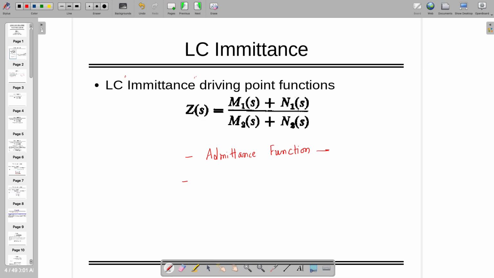1 by Z. Okay. 1 by Z of S. Or what is Z of S, by the way? Impedance function. Okay. So now what is immittance? Yes, Aishwarya, you were saying something. Yeah. So combination of impedance and admittance that will form immittance. There might be one more. Do you know about this one?